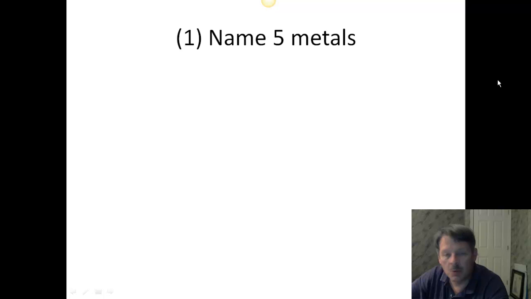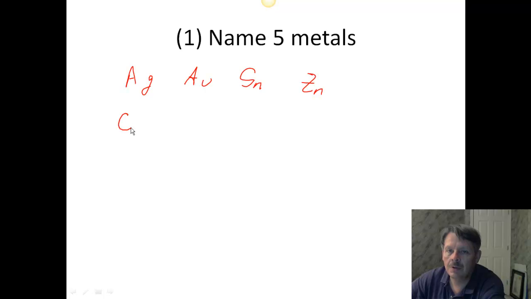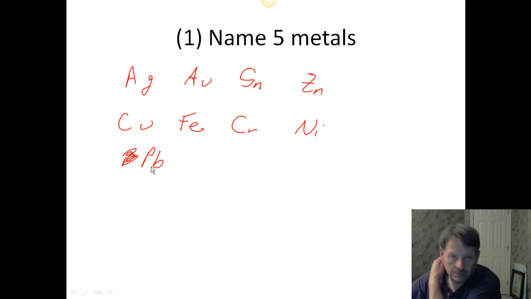There are bunches of metals, so some of the ones I name, you might not name, right? And that's cool, right? A couple: silver, gold, tin, zinc, copper, iron, chromium, nickel, lead, and there are many, many, many more. These are just some examples of some of the ones that quickly come to mind. So there are many more.